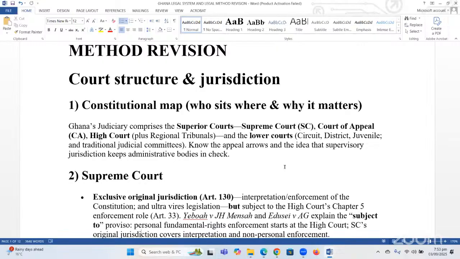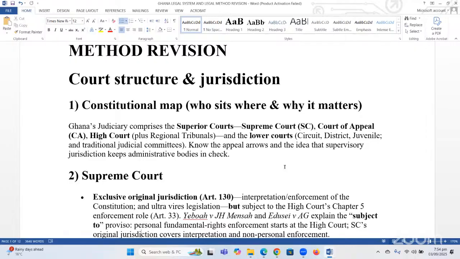So you know that our judiciary comprises two main categories of court: the superior courts on one hand, and then the lower courts, which used to be called the inferior courts. The superior courts comprise the Supreme Court, the Court of Appeal, the High Court, and the regional tribunal. The High Court and the regional tribunal, as you notice, are courts of coordinate jurisdiction, meaning that they are at the same level, none is superior to the other. Again, the lower courts will have the circuit court, the district court, the juvenile court, and then the judicial committees of the House of Chiefs, as the case may be.